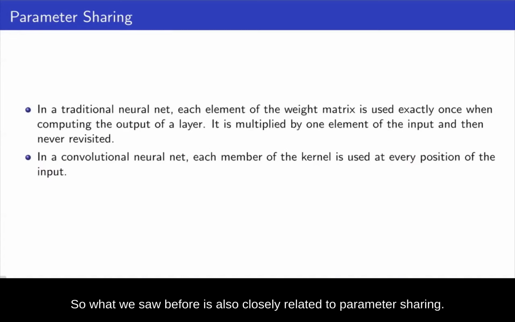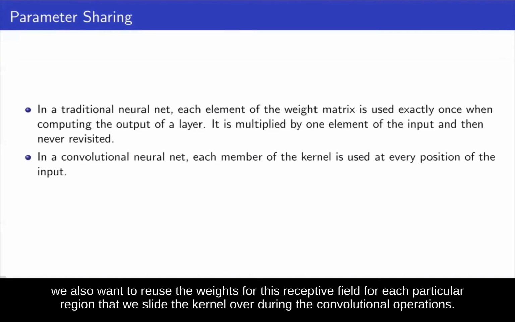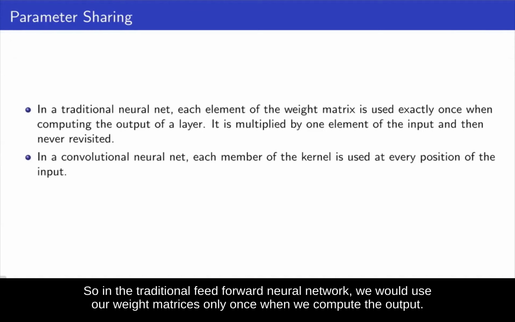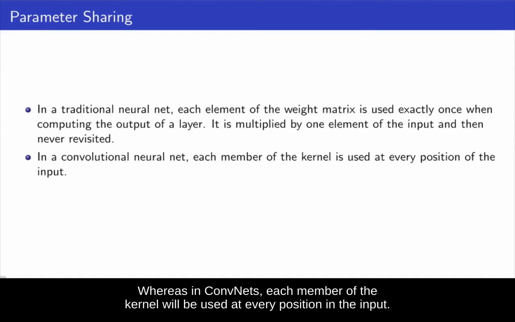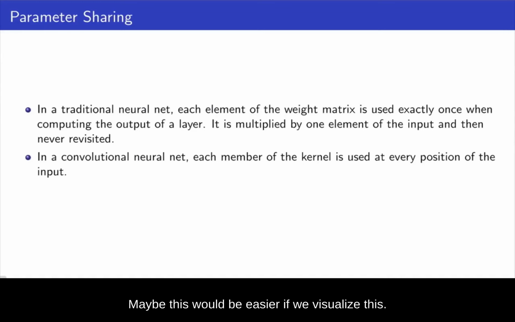So what we saw before is also closely related to parameter sharing. Not only do we restrict the number of inputs in the receptive field, we also want to reuse the weights for this receptive field for each particular region that we slide the kernel over during the convolutional operations. In the traditional feed-forward neural network, we would use our weight matrices only once when we compute the output, whereas in ConvNets, each member of the kernel will be used at every position in the input.